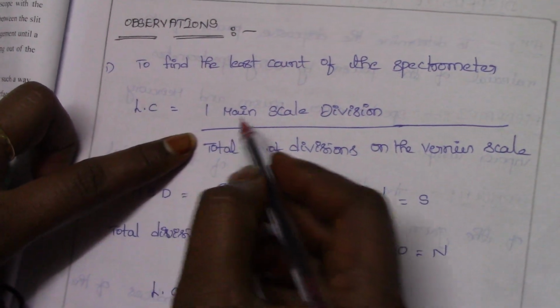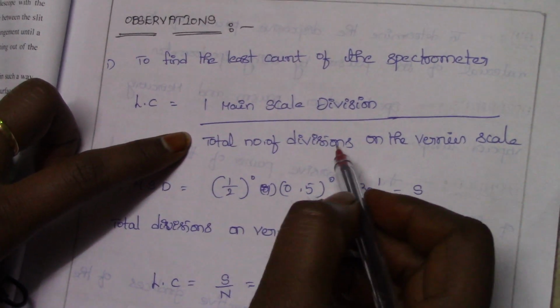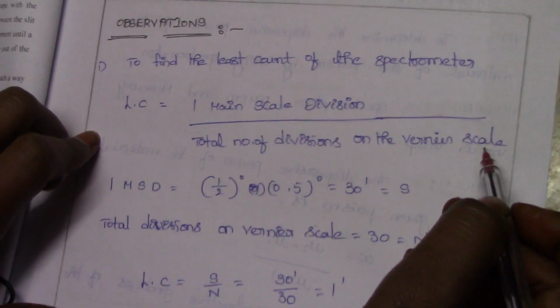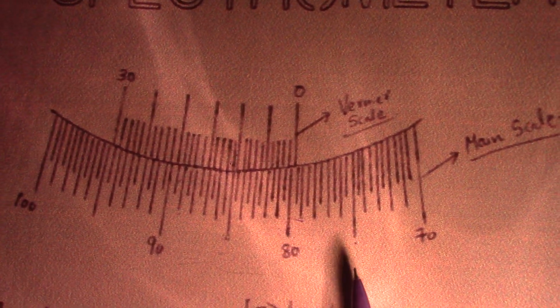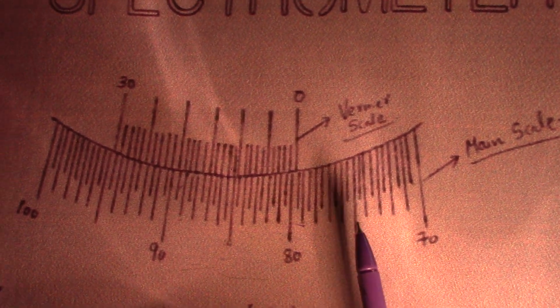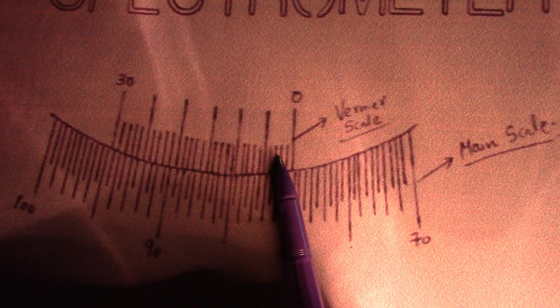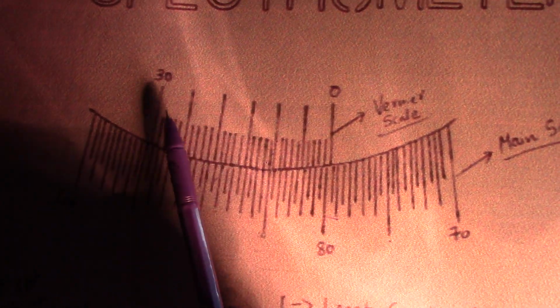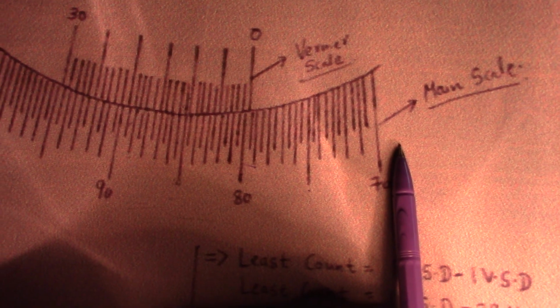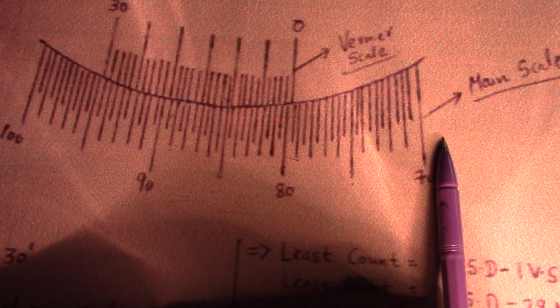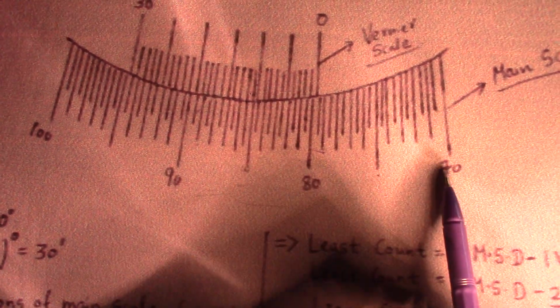The least count of the spectrometer is nothing but one main scale division by the total number of divisions on the vernier scale. Let me explain the scales which are there on our spectrometer. Here you have the vernier scale, the above one, which contains 30 lines, and the below one is your main scale, which is measured in degrees. It contains totally 0 to 360 degrees.